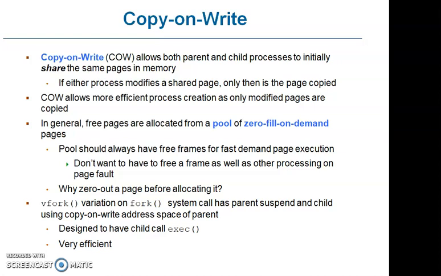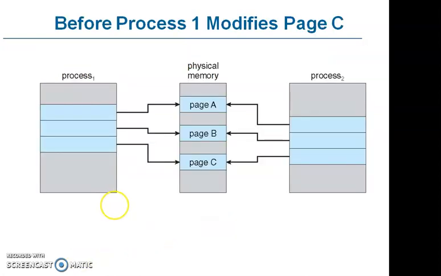In this case, the parent is suspended and the child uses the copy-on-write address space of the parent. It is designed to have the child call exec immediately after it is created, and it is very efficient. The diagram illustrates process 1 and process 2, which are two processes sharing a common area. You can assume that process 1 is like the parent and process 2 is like the child process here, before either process modifies a page. Here is the example: process 1 is sharing pages A, B, C with process 2.